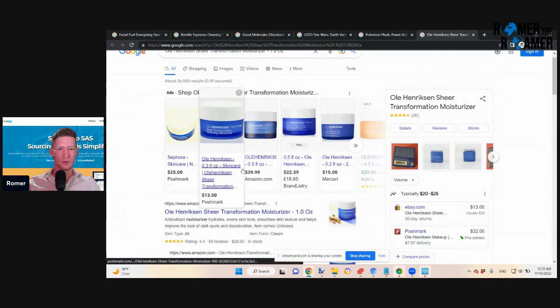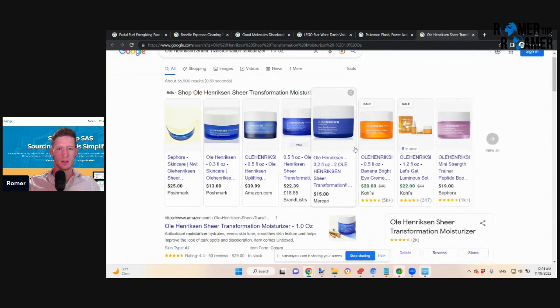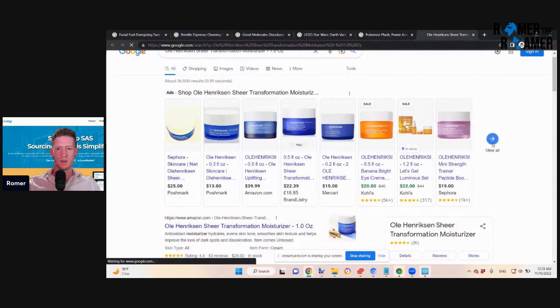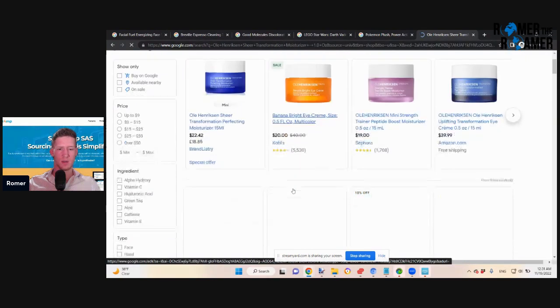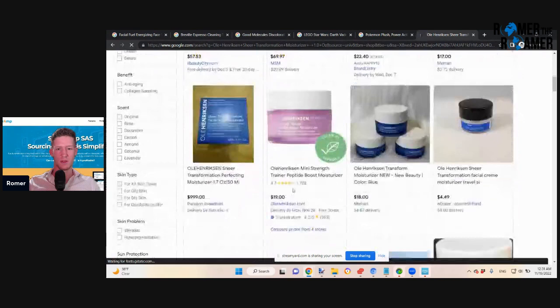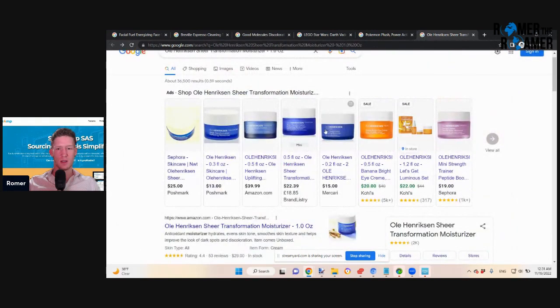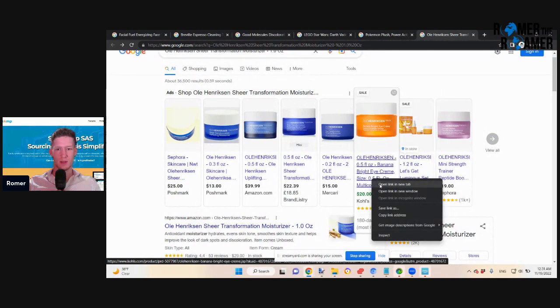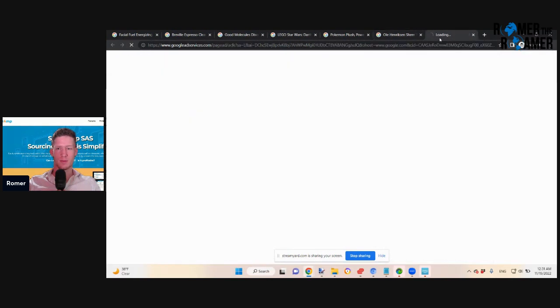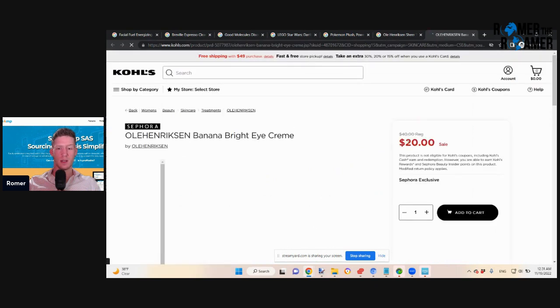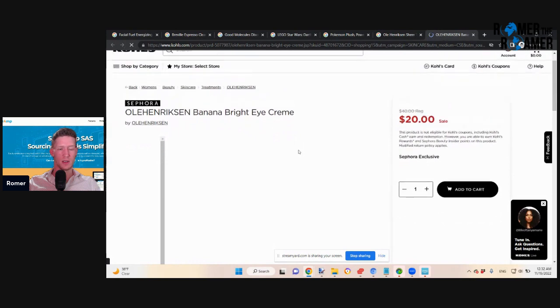This is 0.3 ounces. Now, sometimes you'll just come across a deal. If any of these show up in green, if we go back to this main page, these are on sale. So every once in a while, I'll open this up, and yeah, this is half off on Kohl's.